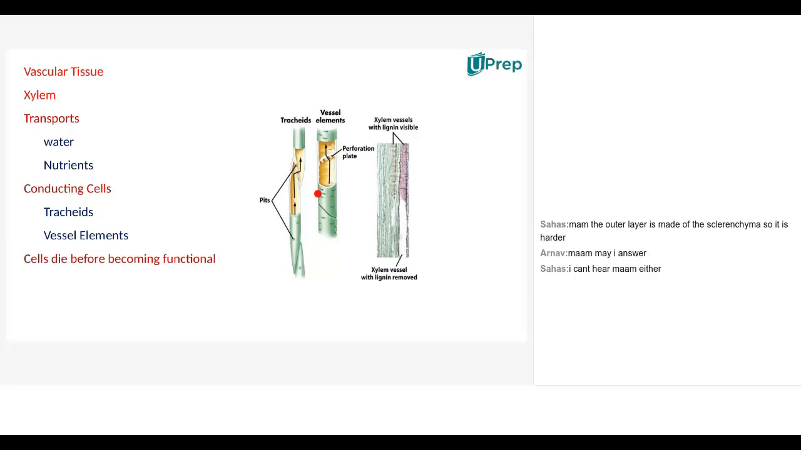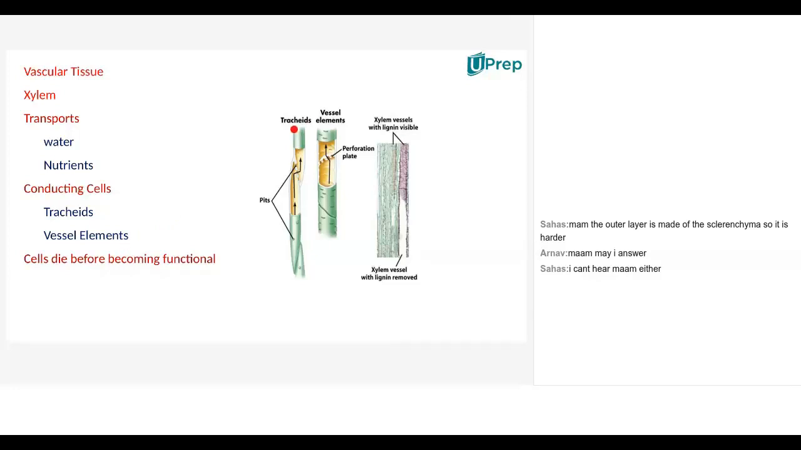Now if you see here, xylem is the tissue which transports water and nutrients. As I explained in the theory, water and nutrients will be taken up from the ground and move upward in the plant. So the tissue that helps in this upward movement is the xylem tissue. Now in xylem tissue, you have 2 types of conducting cells called tracheids and vessel elements.